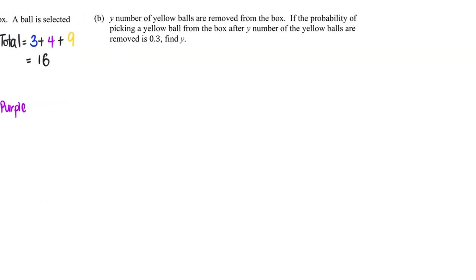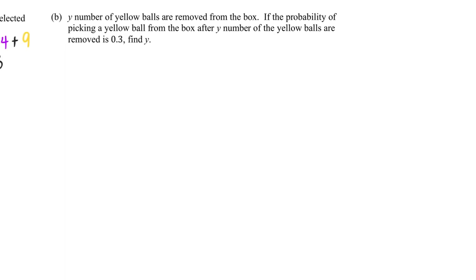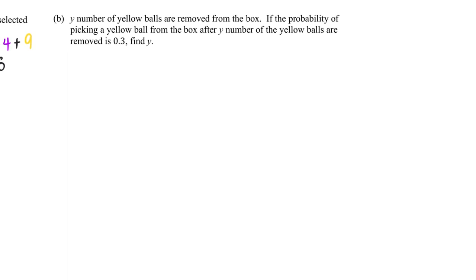Next, there is going to be Y number of yellow balls going to be removed from the box, and the probability of picking this yellow ball after Y number is removed is 0.3. Okay, so at first have 9.